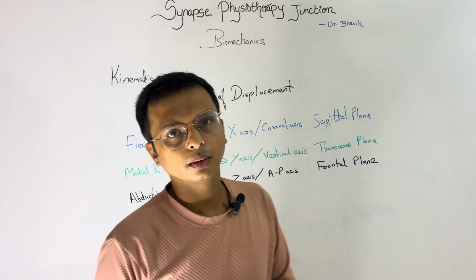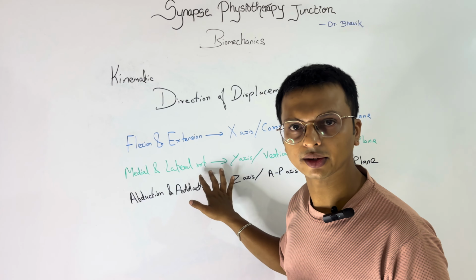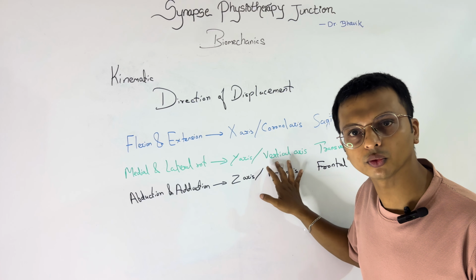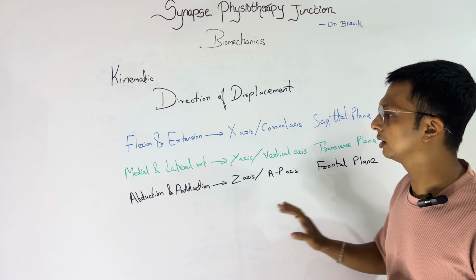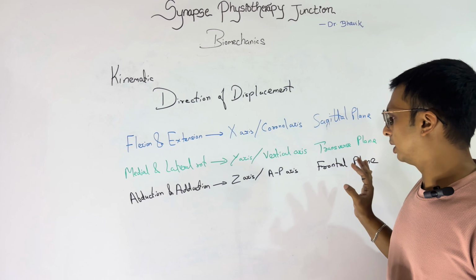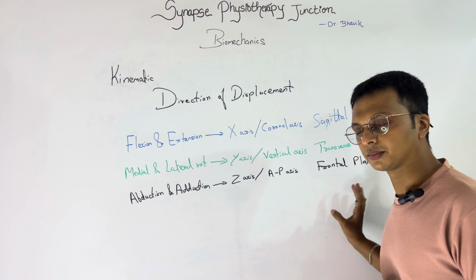We will use some terminologies such as flexion and extension, which is occurring at x-axis and sagittal plane, medial and lateral rotation, which is occurring on y-axis and transverse plane, abduction and adduction, which is occurring on z-axis, also known as AP axis, and plane is frontal plane.